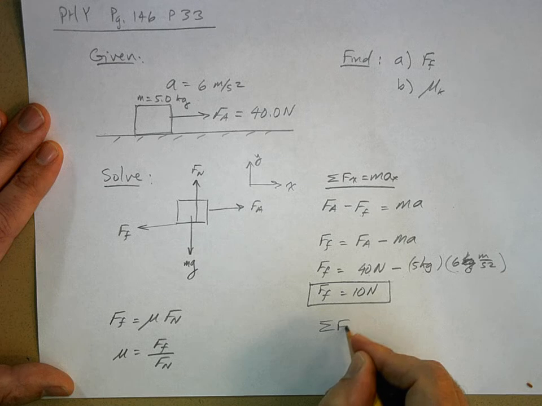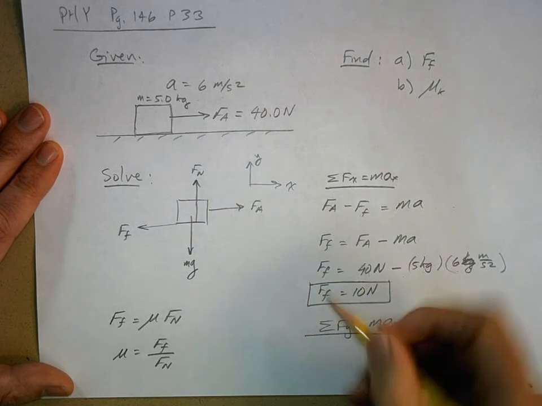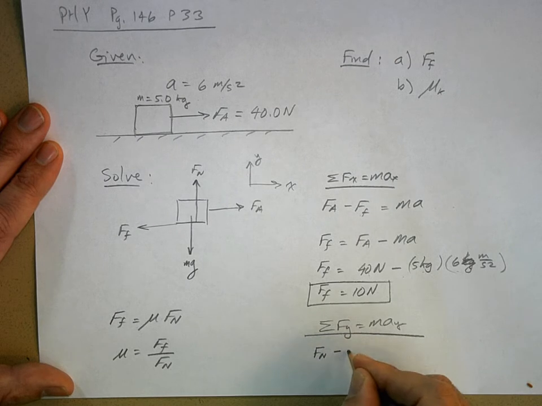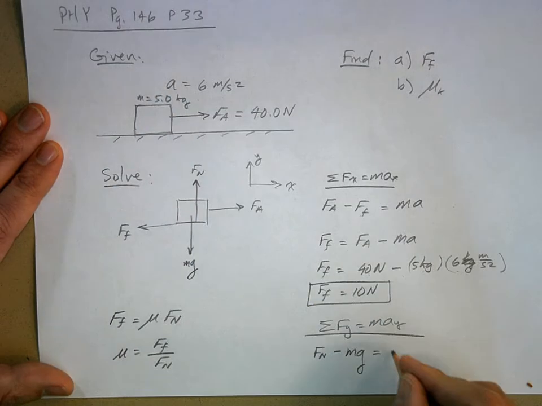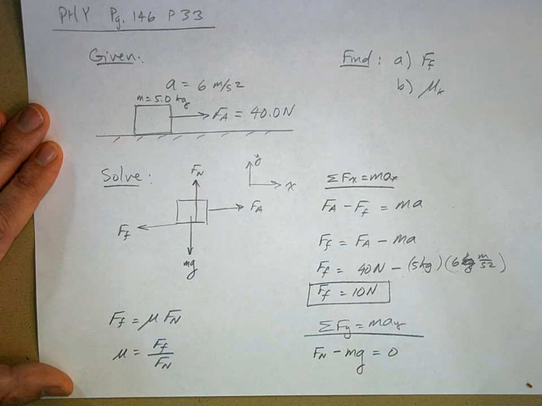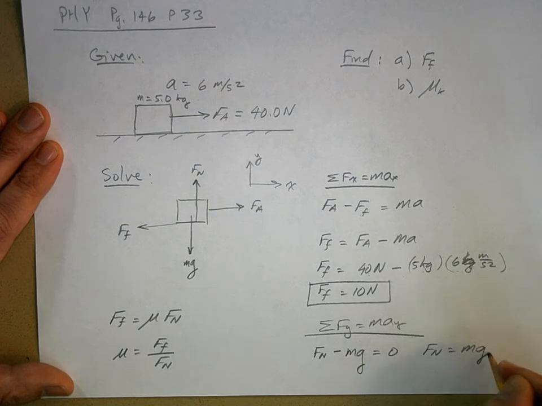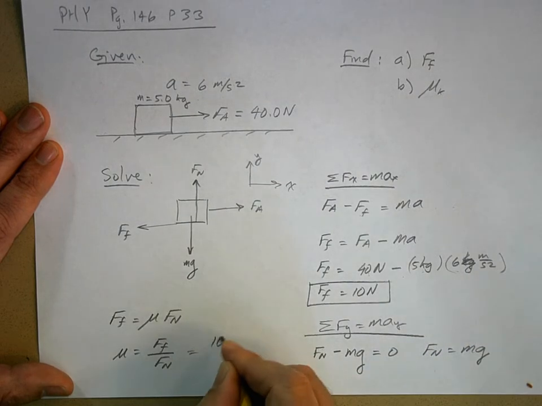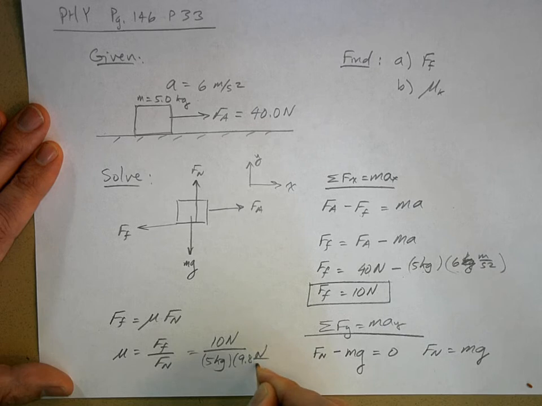Sum the forces in the y direction equals ma in the y direction. In the y direction, I've only got two forces. The normal force minus the weight equals, and what's the acceleration in the y direction? 0. It's only accelerating in the x direction, not in the y direction. It's not falling up, it's not sinking into the ground. So the normal force is just equal to mg. So mu is 10 newtons divided by 5 kilograms times 9.8 newtons per kilogram.